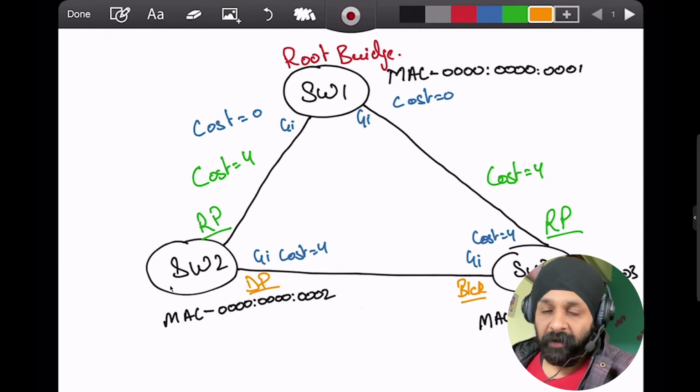If there is a better hello going from one of the switches to the other switch, saying that I can reach the root bridge at a certain cost, and the cost is lower, that switch will assume the designated port. If that's not the case, and both the switches have the same cost, then the one with the better bridge ID is going to become the designated port.